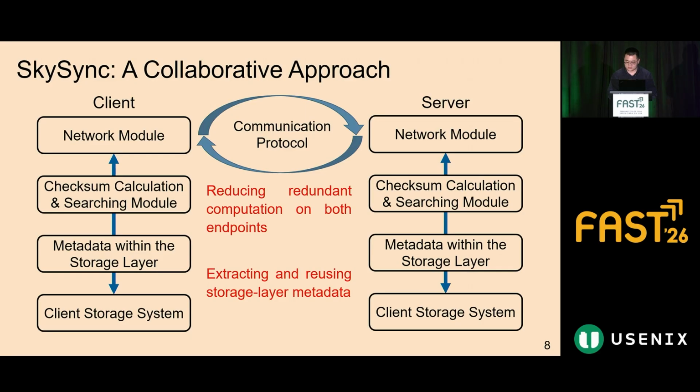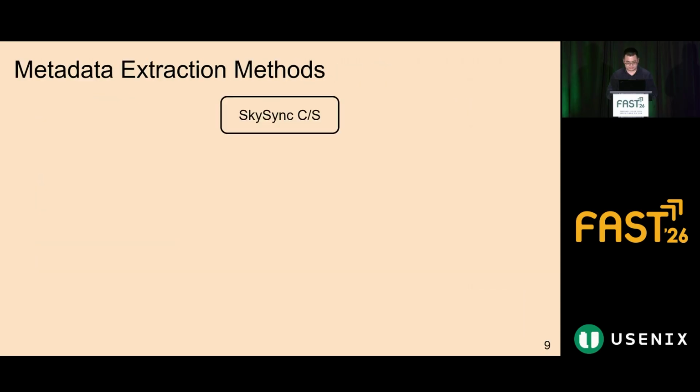SkySync uses a collaborative approach inside the client and server storage system, where there is existing metadata within the storage layer. Instead of doing heavy math to compute new checksums, our checksum calculation and searching module extracts and reuses the storage layer metadata directly. Then the network modules use a communication protocol to exchange the checksum list, matching tokens and literal bytes. By reusing this metadata, we reduce calculation on both endpoints and speed up the file sync process.